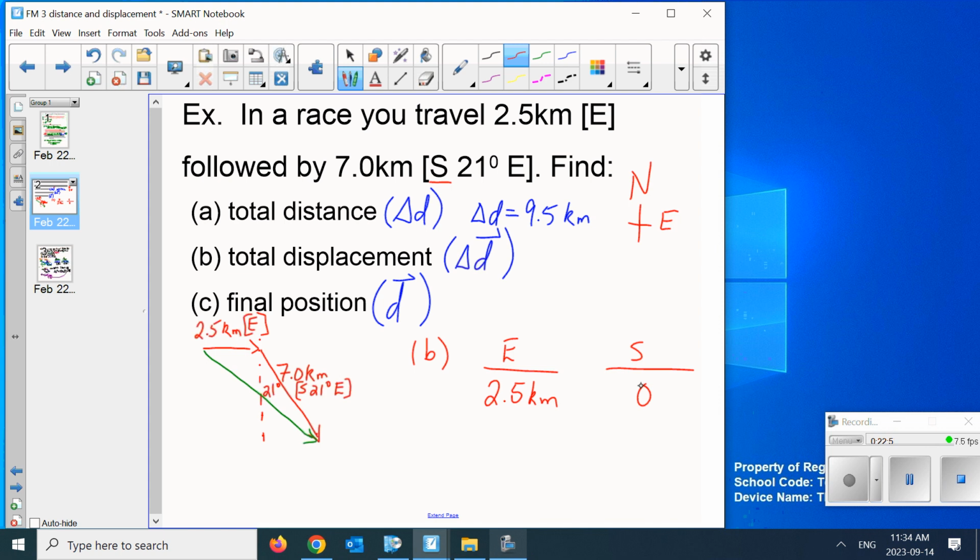It's the next one where we're going to have to use sine and cosine. I'm going to draw in another dot. So what we're saying is that 7 kilometers with this 21 degree angle here is the same as going this way and then this way. You'd end up at the same spot, right? How much did I go east and south for each?